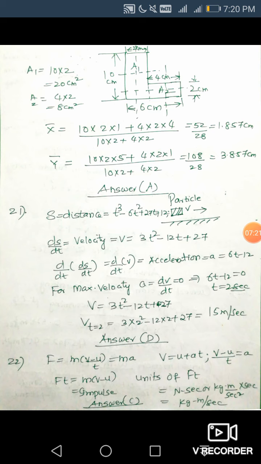I have marked the lines also, like the centroidal axis. Now here the net length at the bottom is 6 meters. For the second area, the length is equal to 4 meters. You have to consider the leftmost line and bottommost line, so you can easily make out that the distances are as given. Substituting them, I will get x bar equal to (10 into 2 into 1 plus 4 into 2 into 4) by (10 into 2 plus 4 into 2), that is equal to 52 by 28, that is 1.85 centimeters. And y bar is equal to (10 into 2 into 5 plus 4 into 2 into 1) by (10 into 2 plus 4 into 2), that is equal to 108 by 28, that is 3.857 centimeters. So answer is A.